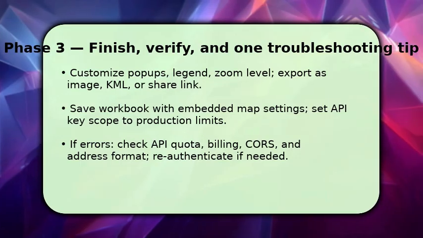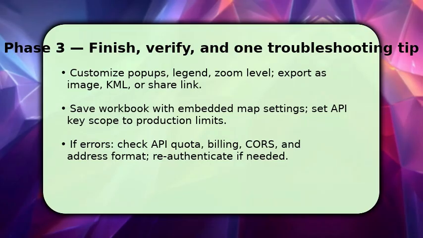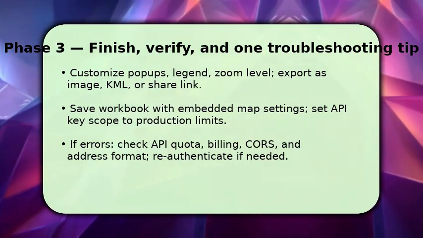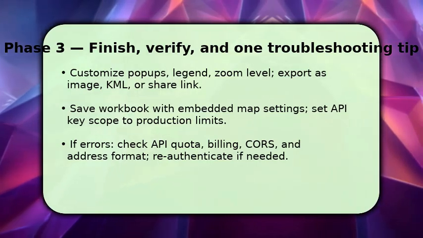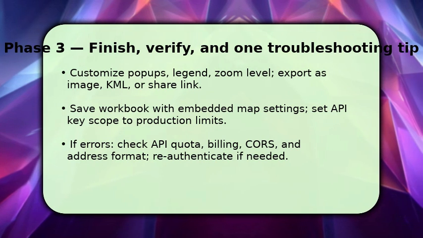If something goes wrong, check API quota and billing first, then confirm CORS and key restrictions. Re-authenticate the connector if necessary. These steps finalize your map and resolve common problems quickly, letting you present or share a polished, interactive map.